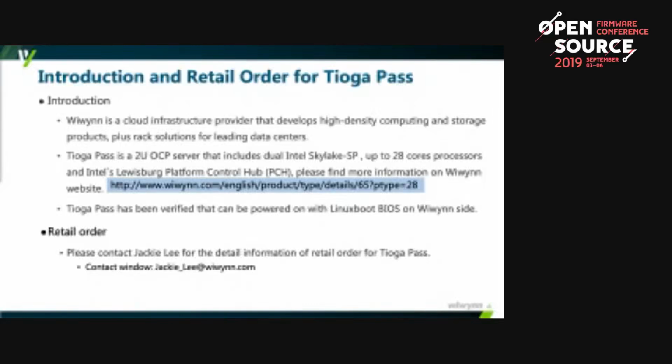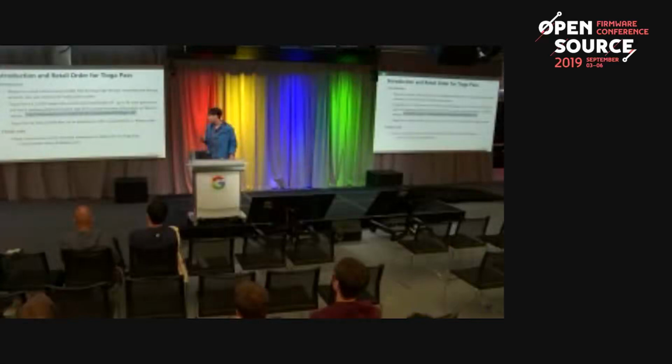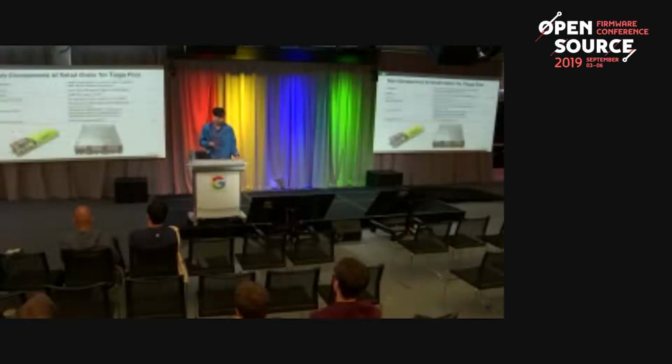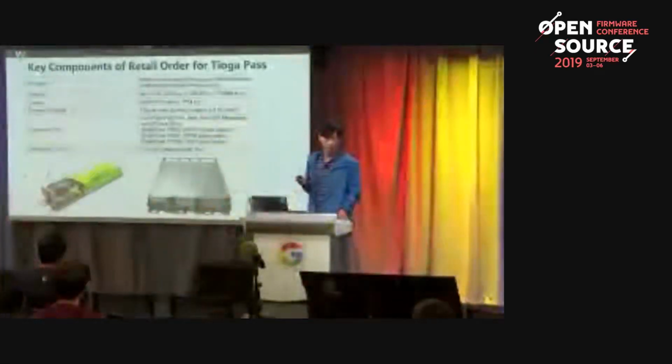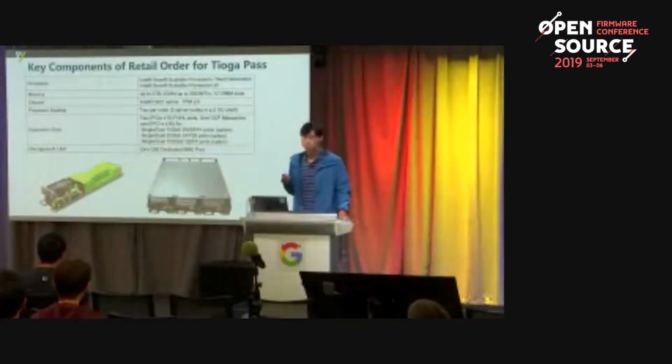We have verified Dialog Path can be powered on with linuxboot BIOS. For retire order, you can contact JKD for the detailed information. Here's the keyword list for Dialog Path. You can find the information of processor, memory, chipset, and expansion slots. We will have a demo tomorrow at Facebook. Please welcome to see it.